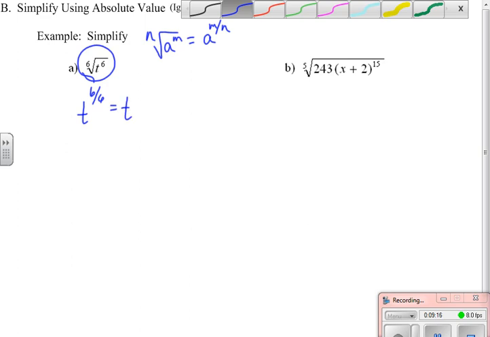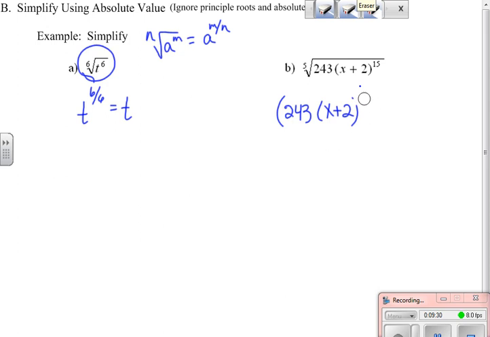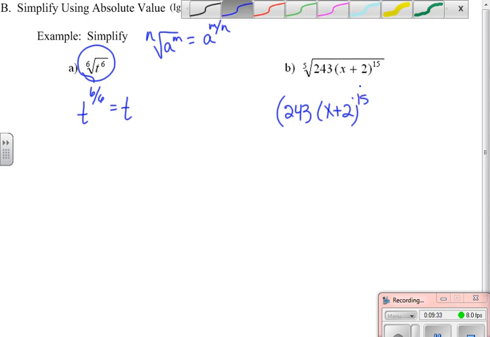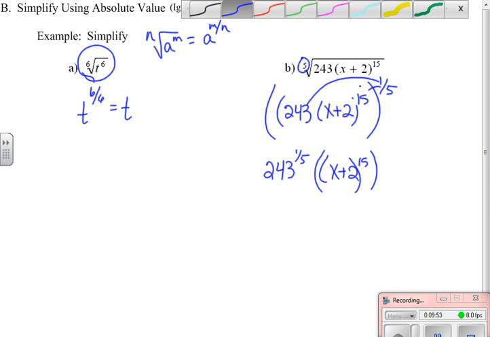If I go over to this one and I think about doing it that way, I have 243 times x plus 2 to the 15th, all to the 1/5 power, turning that fractional root into a fractional exponent. Now this could get distributed, so I'm going to have 243 to the 1/5 power times x plus 2 to the 15th to the 1/5 power. This piece isn't very easy to handle, and you may want to go back to the root. This piece, power to a power, is awesome to handle.